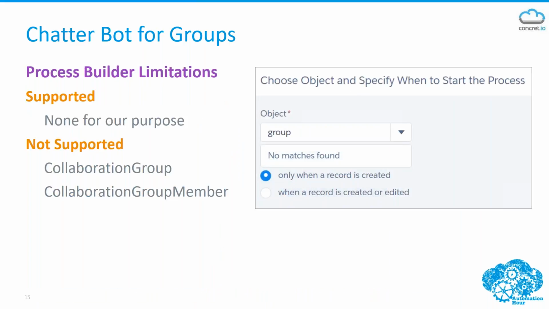We go to Process Builder, but the collaboration group and collaboration group member objects are not supported. So there was no way from the Process Builder standpoint for us to know that anyone was joining or leaving groups or that new groups were even being created.